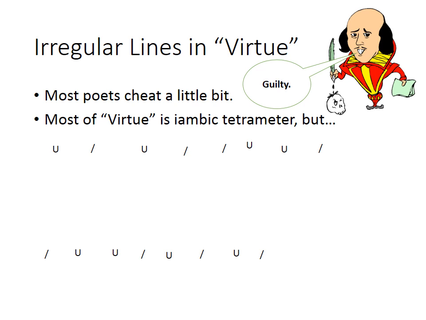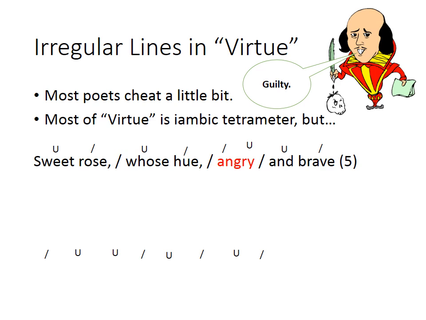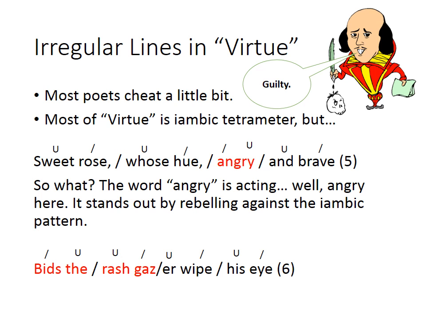So again, most poets cheat a bit. Virtue is mostly iambic tetrameter, but there are some exceptions. Sweet rose, okay, that fits. Unstressed, stressed. Whose hue? Unstressed, stressed. Angry. We can't change the word angry. This is a rule of English. The first syllable is stressed. And brave, so this fits. Angry stands out. Remember that Shakespeare line that we looked at, heaven stood out.